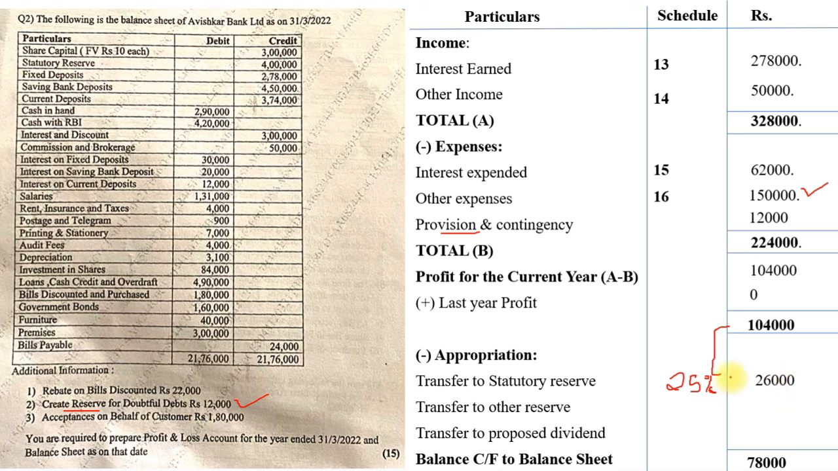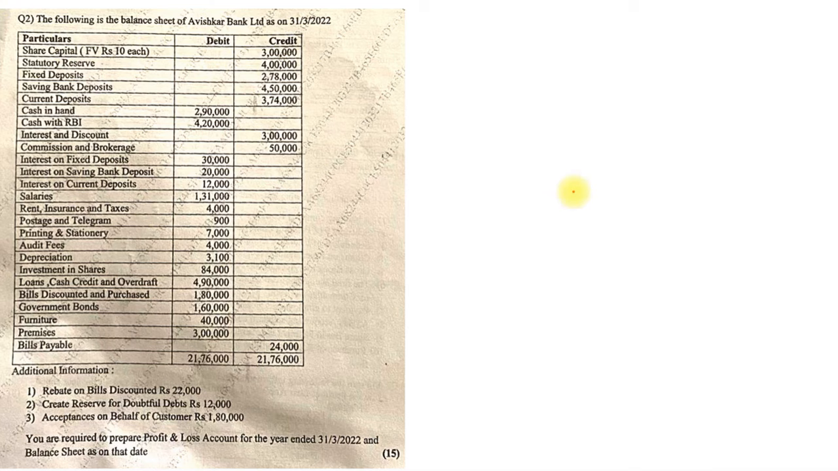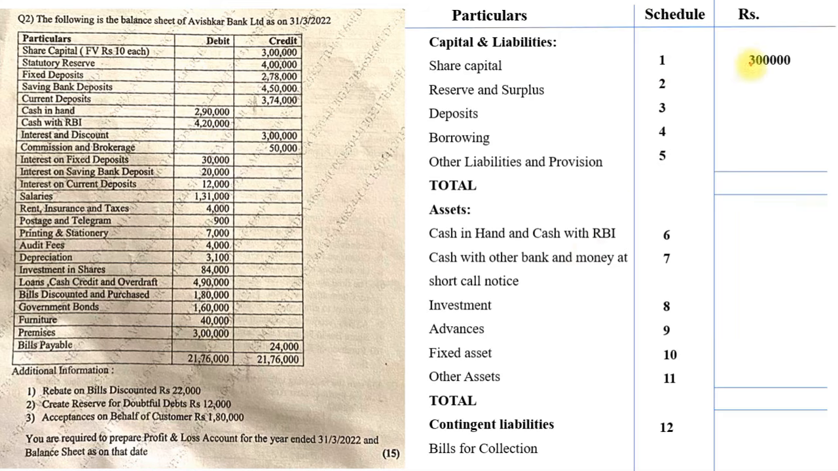Okay. So once we are done with this, now we will jump to our balance sheet. Balance sheet has schedules 1 to 12. First schedule will be based on share capital. They are directly giving you the value of 3 lakhs and nothing else is given related to share capital. There's no authorized capital, so that's nil. Share capital 3 lakh, total comes to 3 lakh because that's only one value. So in our balance sheet, schedule number 1, we have noted down 3 lakhs.